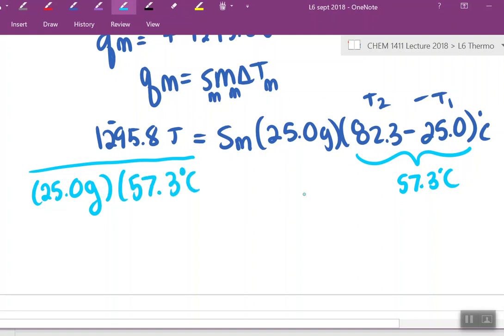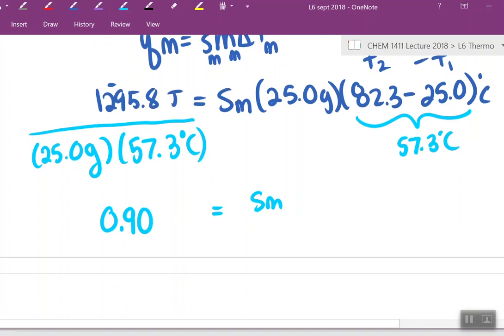And of course I'm dividing both sides by all of that, so I'm not showing it because it'll cancel on this side. And so I get 0.90, 2 sig figs. And then let's look at these units. I have joules divided by grams degrees C, which is, those are the units for specific heat.